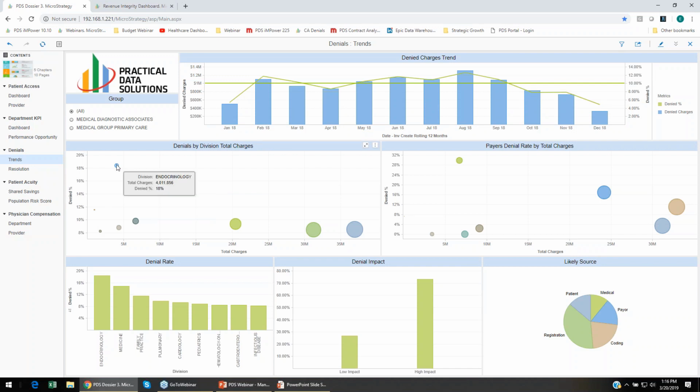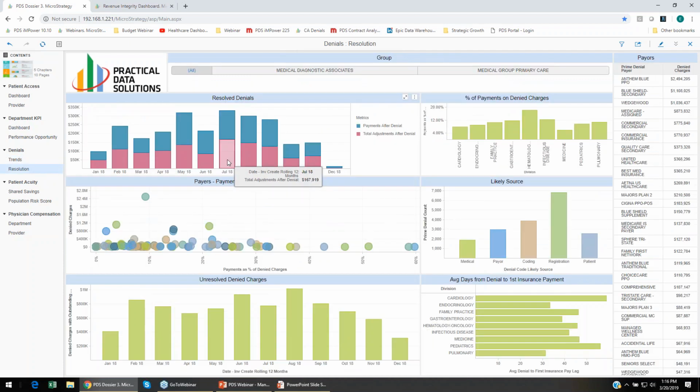So you can see what the denial rate is. You can see in endocrinology we have a fairly high denial rate versus over here in gastroenterology. But where the denial rate is lower here, we also have a lot of charges in these two divisions, right? So the question though, as Becky pointed out, is where's the gap or opportunity?